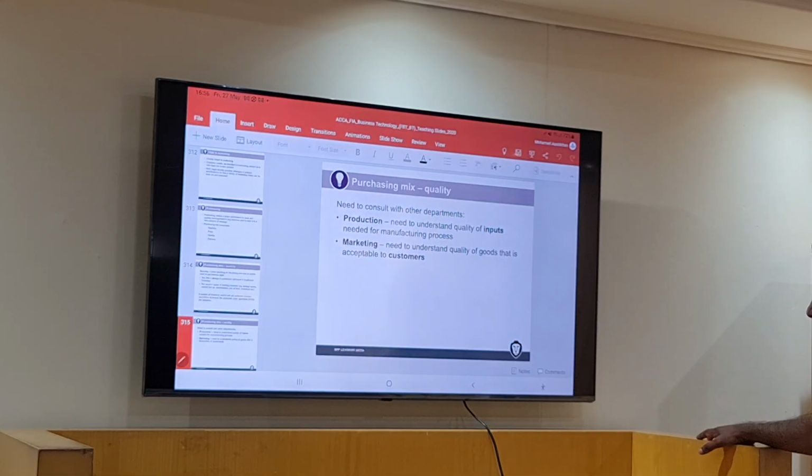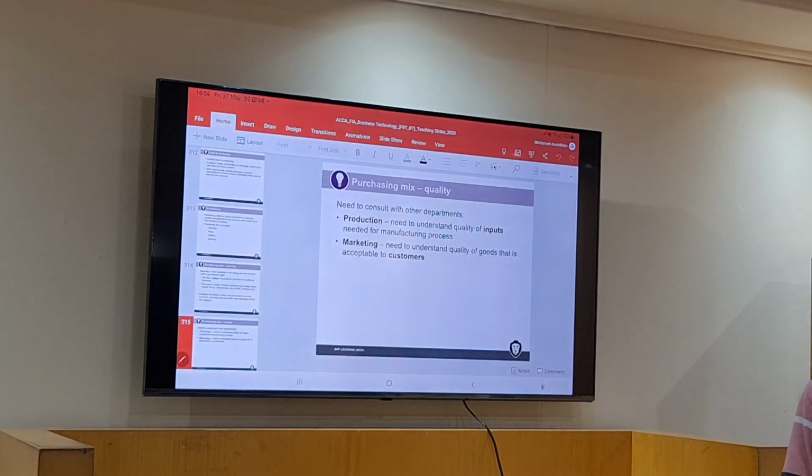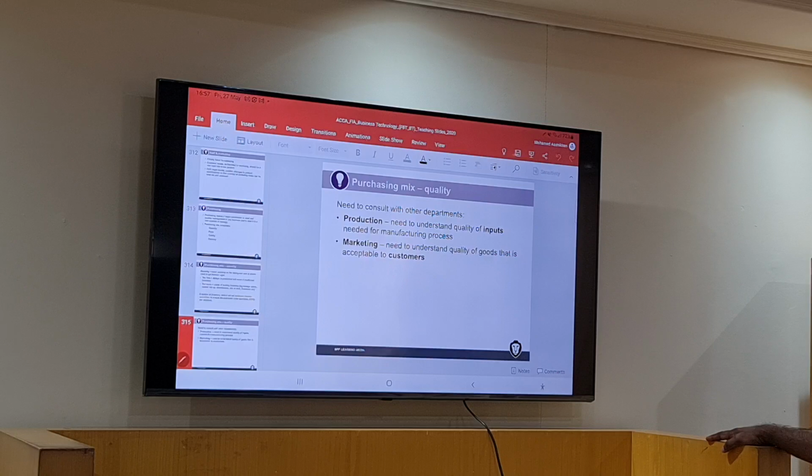Need to consult with other departments. Production needs to understand the quality of input. Now, like if you manufacture furniture, you buy the wood. You buy from the stock yard or you buy from a wood factory. It makes a big difference, no? So that you need to understand. Marketing needs to understand the quality of goods that is acceptable to customers.